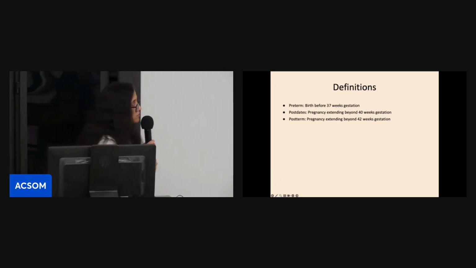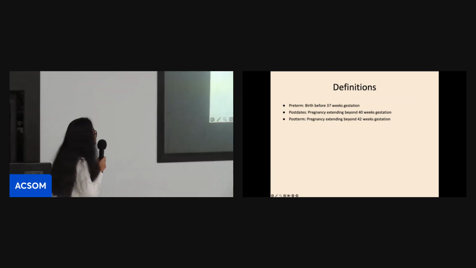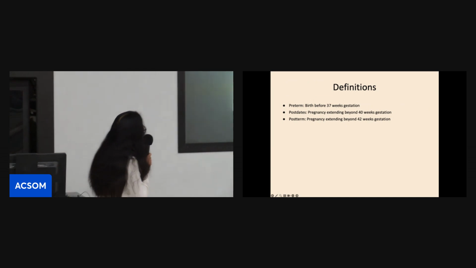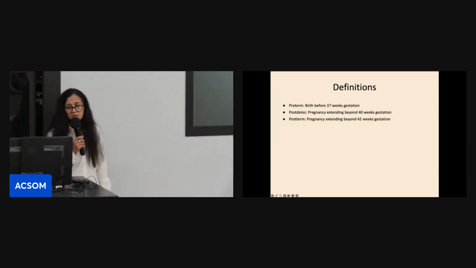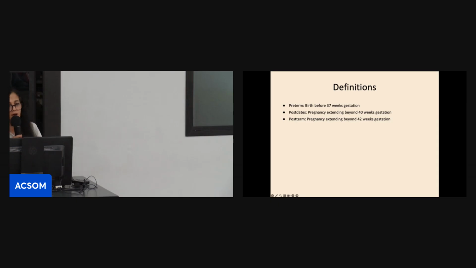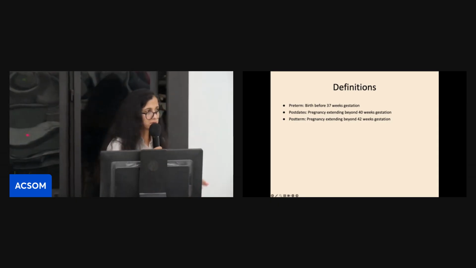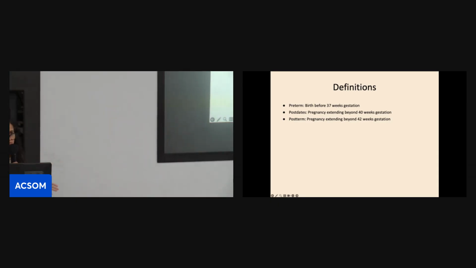Okay, so going back to our definitions of preterm, postdates, and postterm, again, you're going to see different places have slightly different numbers here, but usually preterm is before 37 weeks. So 36 and 6 is preterm, okay?